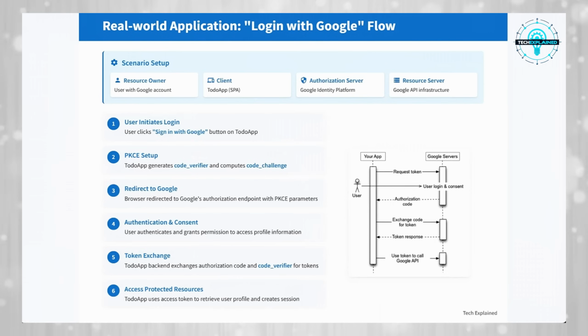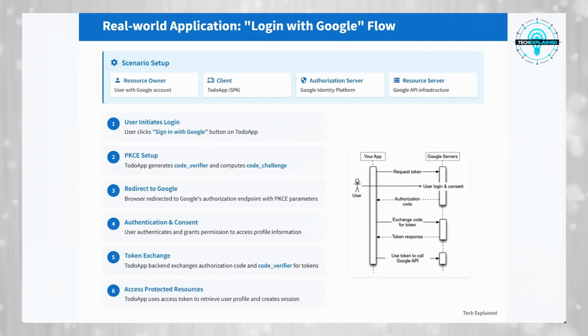The client-side code at To-Do app immediately parses the URL to extract the authorization code and state. It first verifies that the received state matches the one it generated earlier to ensure the request is legitimate. Then, the client-side code sends the authorization code to To-Do app's own backend server. This is a crucial step to move the process from the insecure browser environment to the secure server environment.